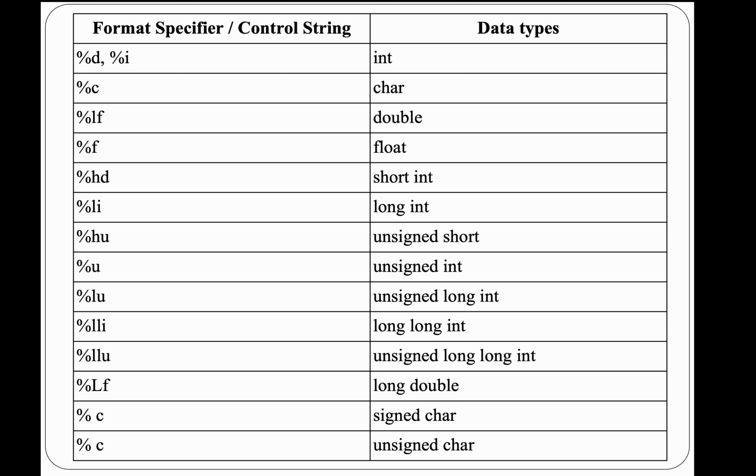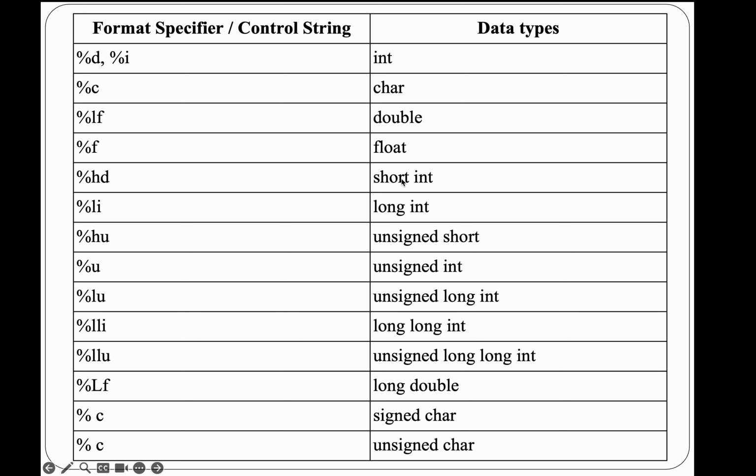Okay, so for int, or else we can say signed int, either we can use percentage d or percentage i. For character, percentage c. And for double we can use percentage lf. It is not percentage d because percentage d is already used for an integer, so here percentage lf. For float it is percentage f.